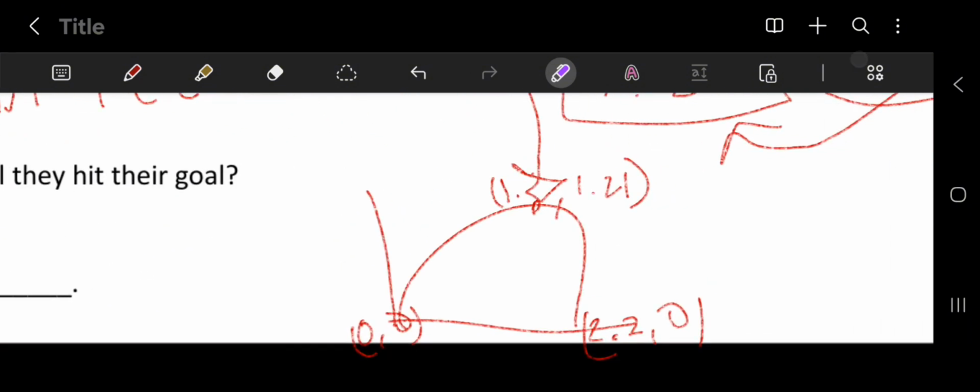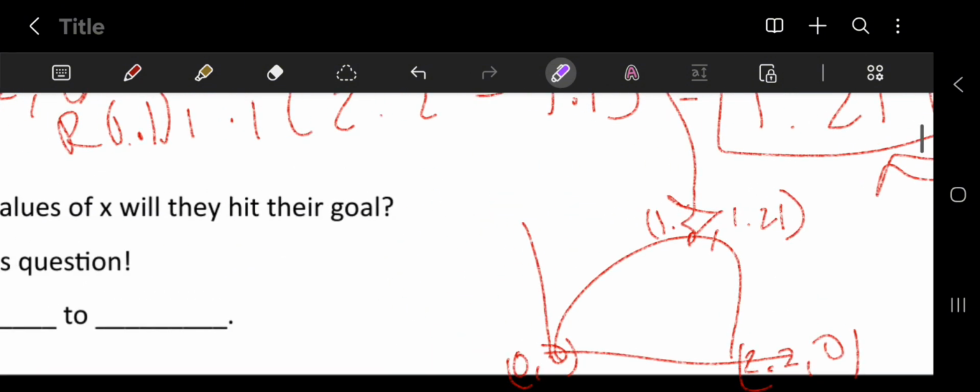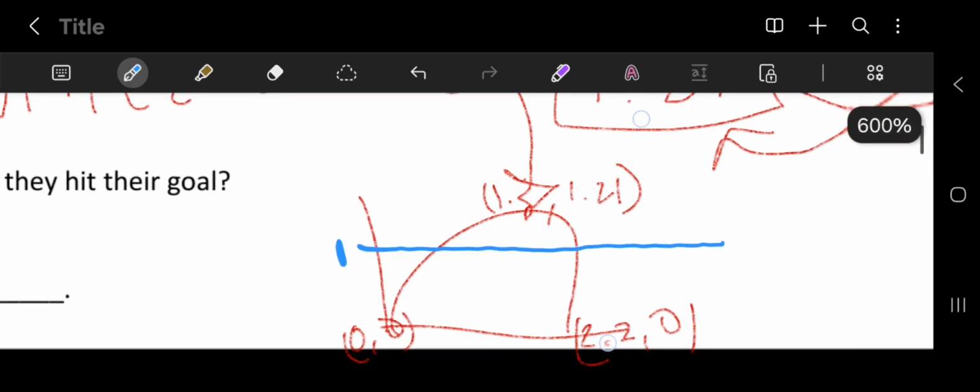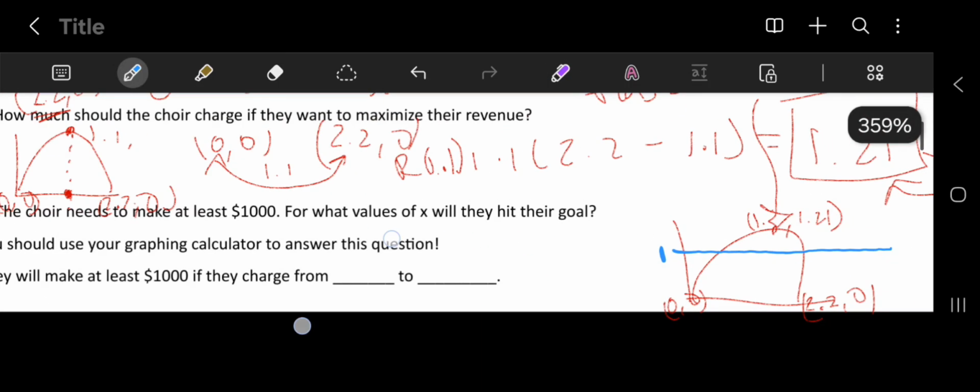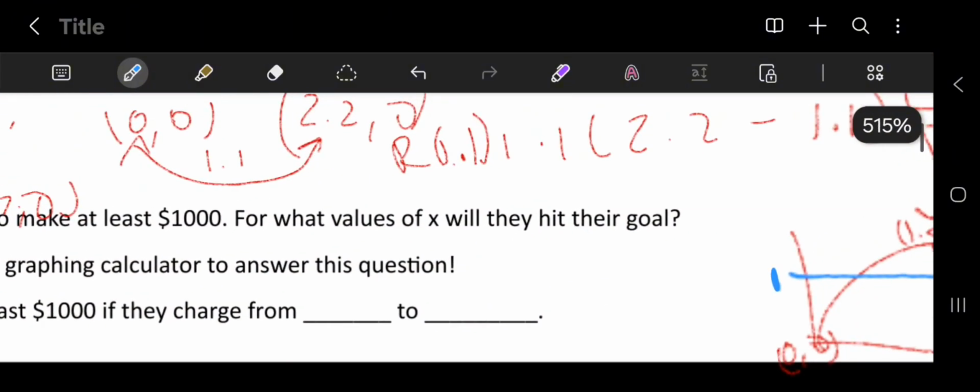The way you could do that is input a whole other equation, I would say F2 of X is equal to 1. That's going to create a little line that goes right through, let's say this is where 1 is at, right through Y equals 1. That's what it's going to look like. Wherever it intersects, let's say here and here, those values are going to be the X values for when they will hit their goal.